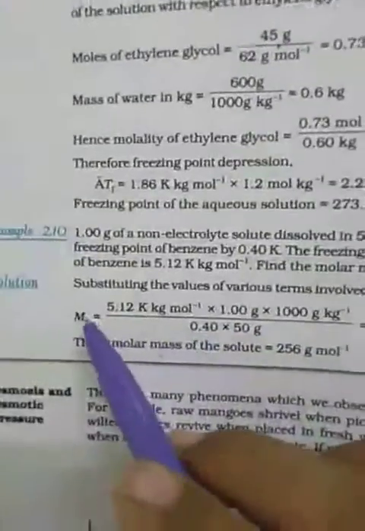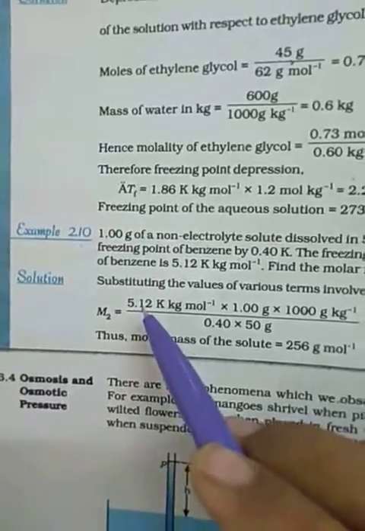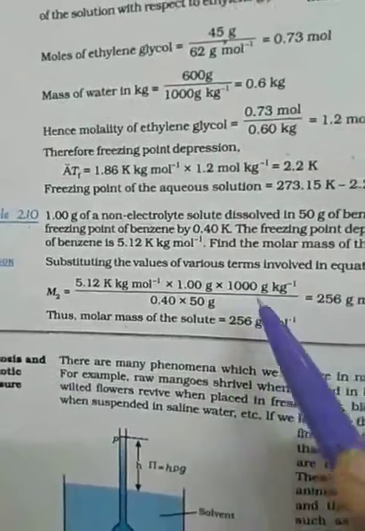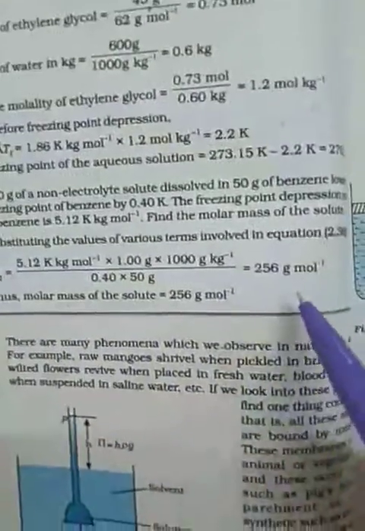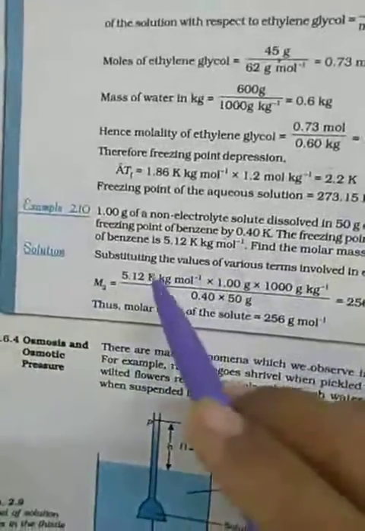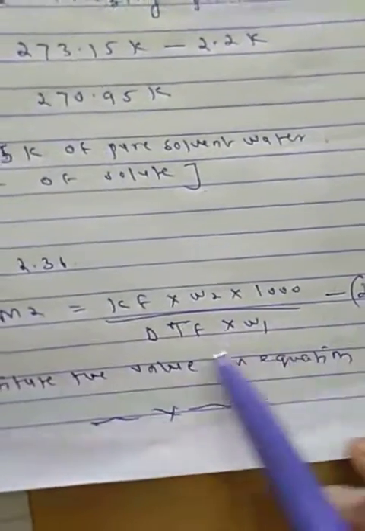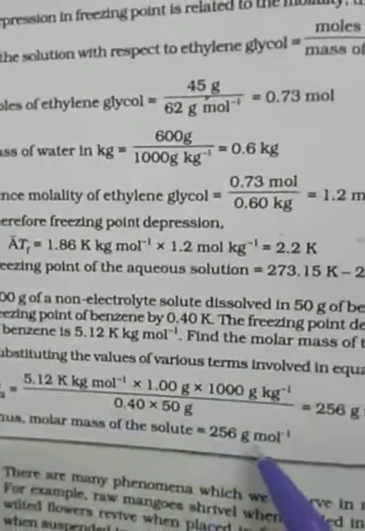By putting all the values, M2 is equal to 5.12 kilogram per mole into 1000 and so on. The molar mass of the solute is 256. Simply what you have to do is see that M2 is equal to Kf W2 1000 upon delta Tf into W1. Put all these values from the sum which is given and you can get the value 256 gram per mole. Okay, student.